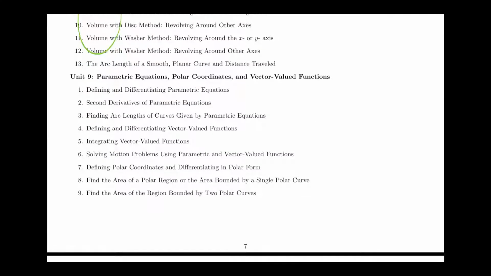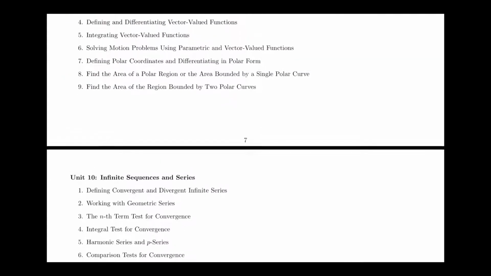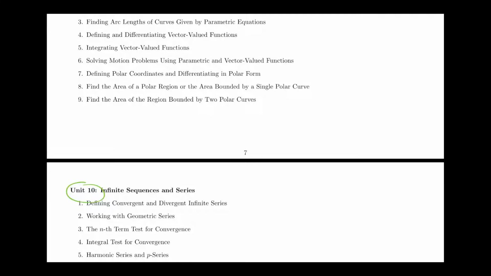And then Unit 9 and Unit 10, these two units are omitted if you do AB calculus. So if you're not doing BC and you decide to do AB, then you omit the final two chapters. And that's the only difference between AB and BC, is these last two chapters.